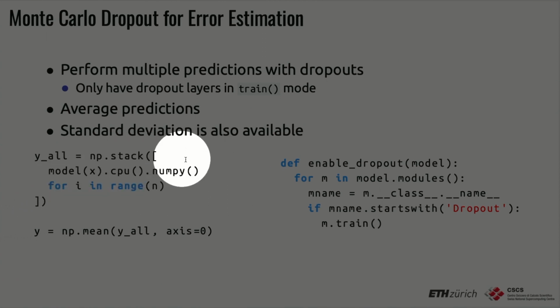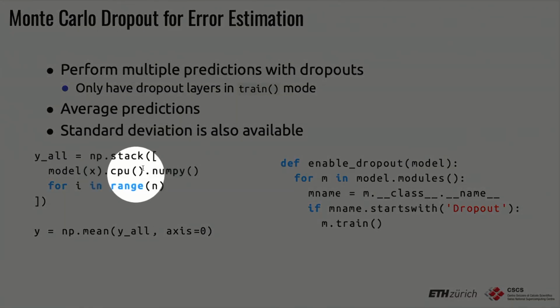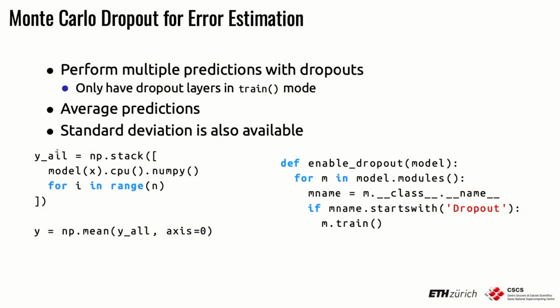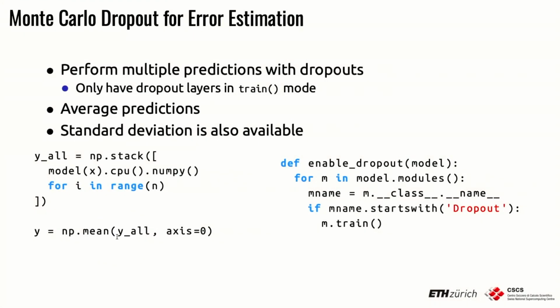And it's quite easy to implement. You can just move your data to the CPU and NumPy, your prediction, have a series of predictions, then use NumPy to compute the mean, or if you want, also the standard deviation.